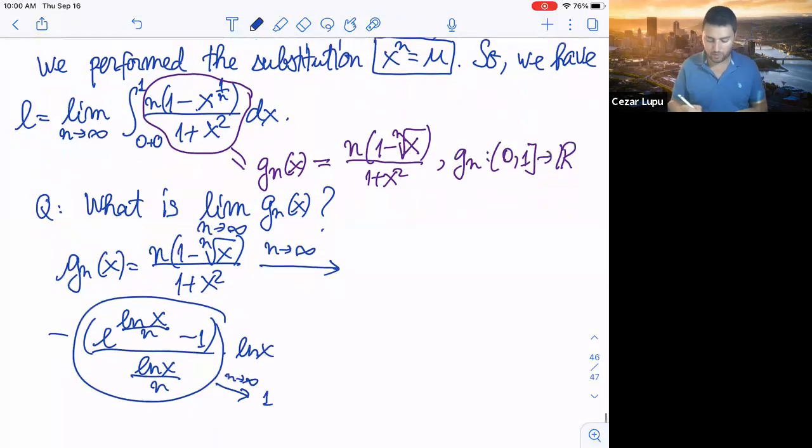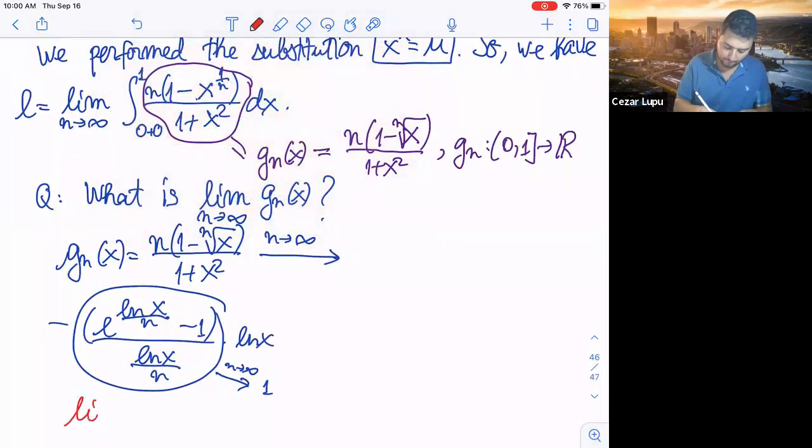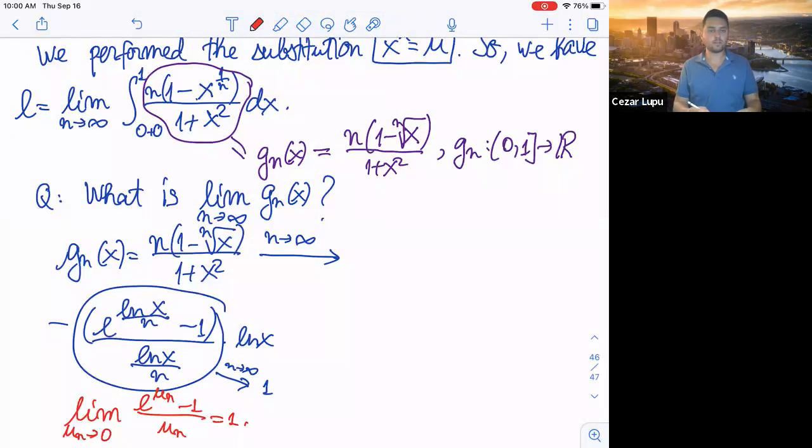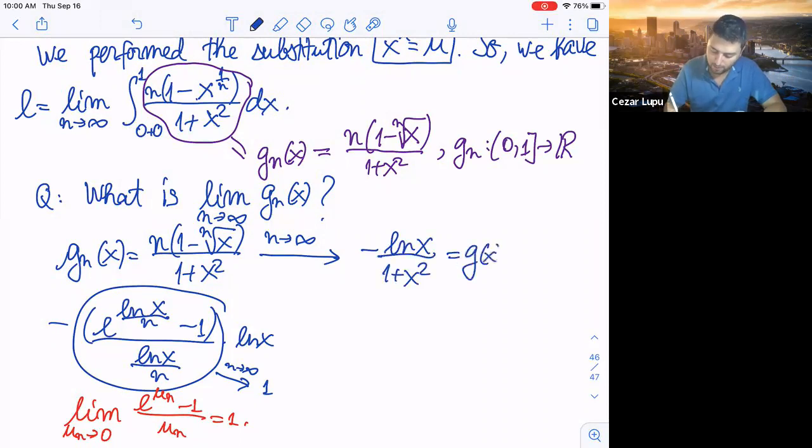So here I use the fact that as a sequence u_n goes to 0, (e to the power u_n minus 1) over u_n is 1. Because I can write the n-th root of x as x to the power 1 over n, or e to the ln of x to the 1 over n, or e to the 1 over n ln of x. So this will converge pointwise to negative ln of x over 1 plus x squared. That would be my function g of x, right? So g is also defined on (0, 1], closed at 1, open at 0.